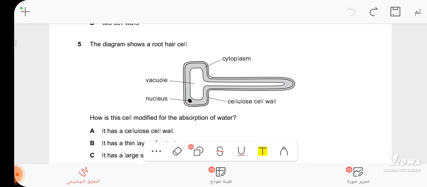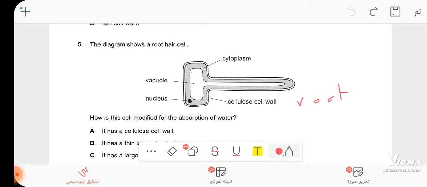Let's move to the next drawing, which is root hair, okay. It is clear that it is root hair. The diagram shows a root hair. Of course it has a vacuole, cytoplasm, nucleus, and cell wall, because root hair is a plant cell. How is this cell modified for the absorption of water?